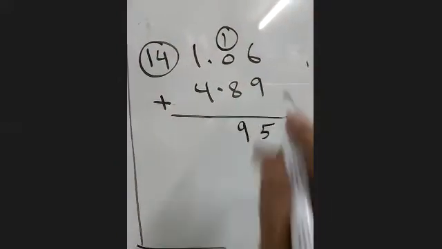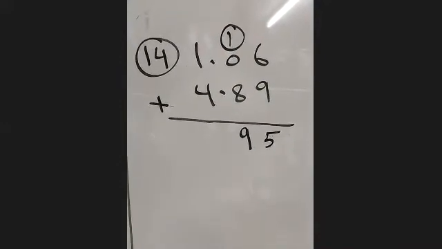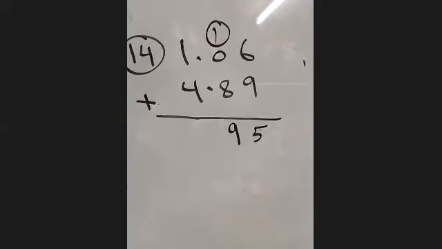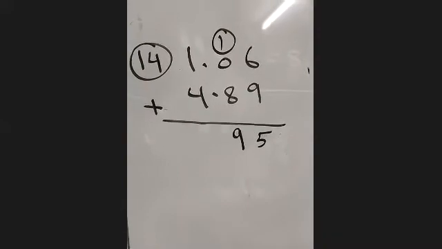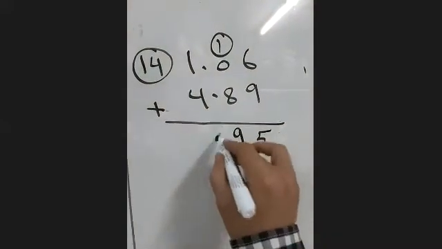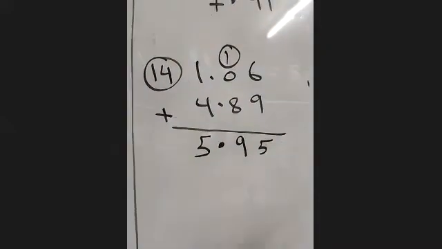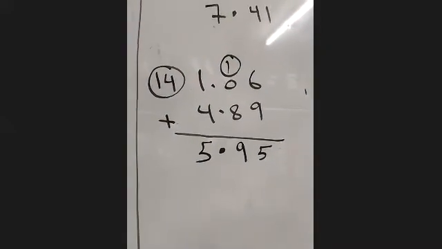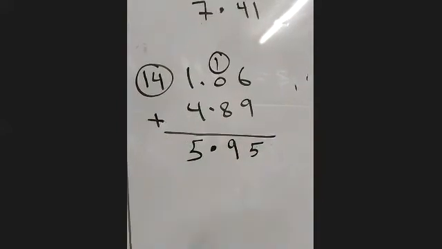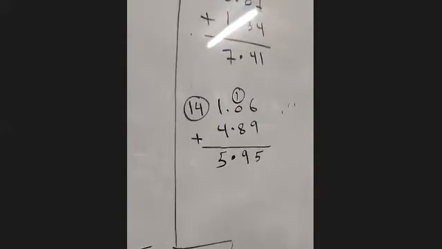Okay. Then 1 plus 4, decimal. We will put the decimal. Then 1 plus 4, it will be 5. It's easy, mister. Easy, right? Yeah. Yalla, excellent.